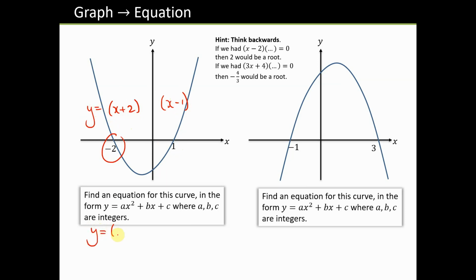So my equation is going to look like this. And I know I'm not putting a negative sign anywhere at the front here because it is a smiley face graph. I know it's going to be a positive x squared. And then to get it into this form, that's basically just saying expand the brackets. So when I expand the brackets, I'm going to get x squared plus 2x minus x minus 2. Let's simplify that down. Here we go. I got x squared plus x minus 2.